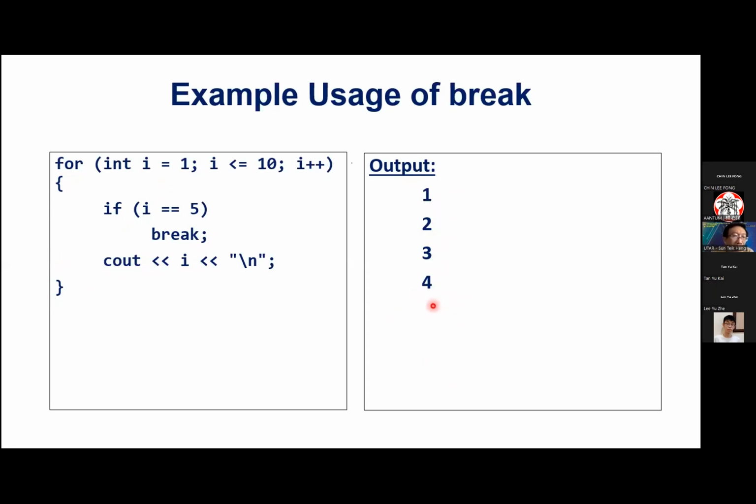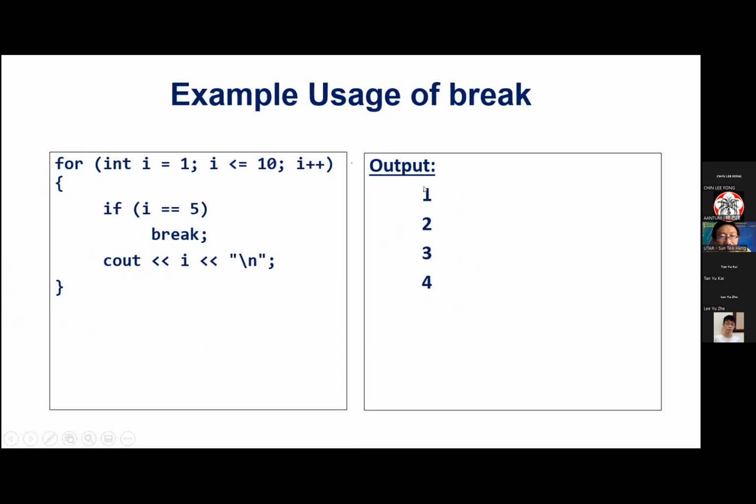Why is it so? That's because, as you can see here, when your variable I has the value 5, we execute the break statement. So it will not proceed to the next statement, but instead it will terminate the for loop and exit the for loop. So what you have done here is only 1, 2, 3, 4, so the cout will only display 1, 2, 3, 4 for you.